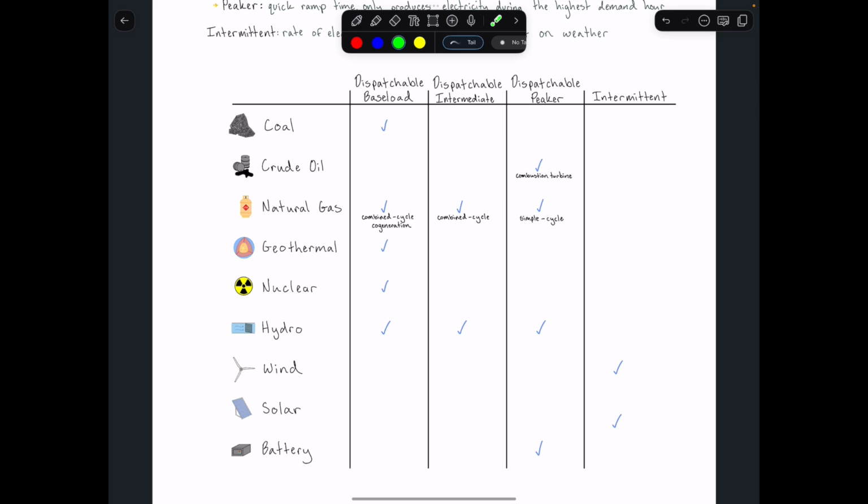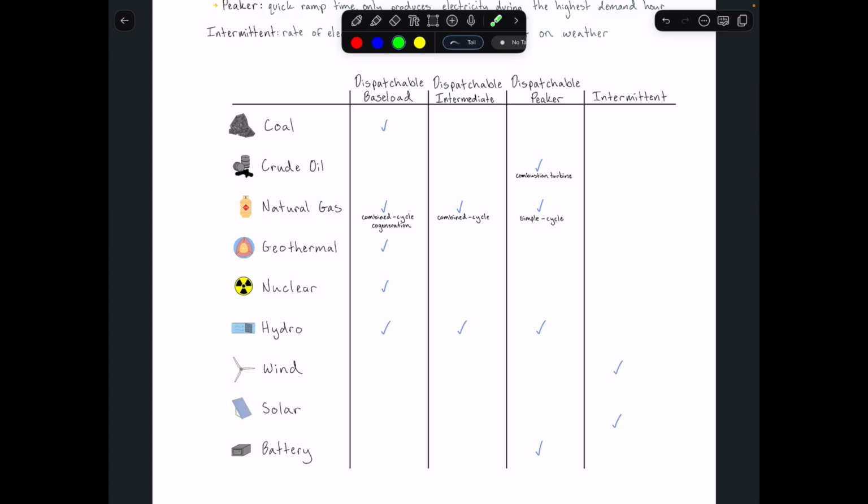So coal, as we mentioned, is a dispatchable baseload resource, because typically it takes an hour or two for coal-fired power plants to change their power output, so they're typically run continuously at the same rate throughout the entire day. Then for crude oil plants, looking specifically at combustion turbines, we're going to ignore diesel generators here because they don't play a big role in providing electricity at a large scale.